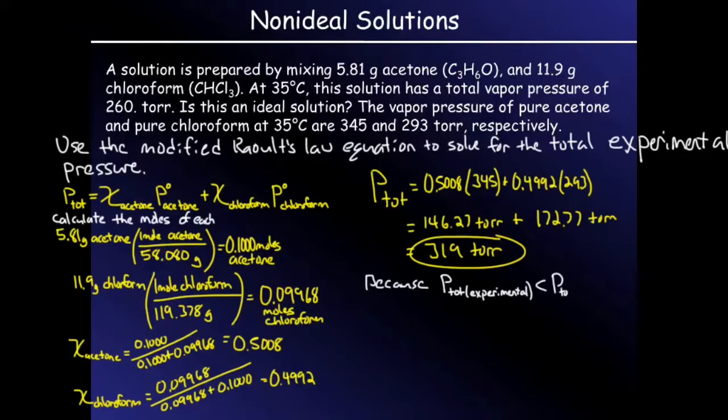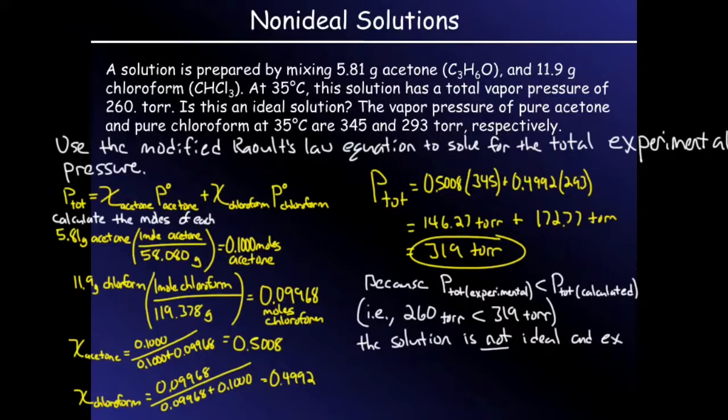The only way it would be ideal is if the experimental equaled the calculated. And because the experimental is less than the predicted or the calculated, there is a negative deviation, suggesting there is a negative delta H of solution, and there are strong interactions between these solute and solvent molecules.